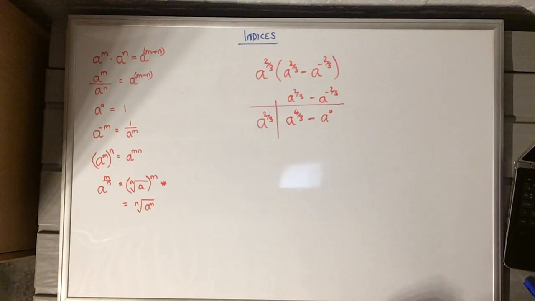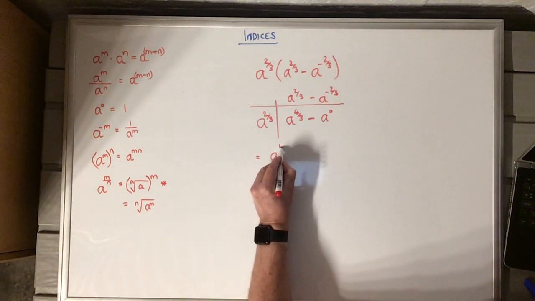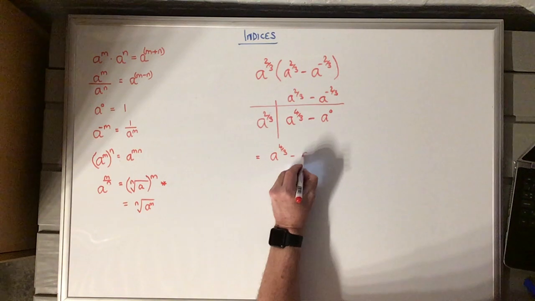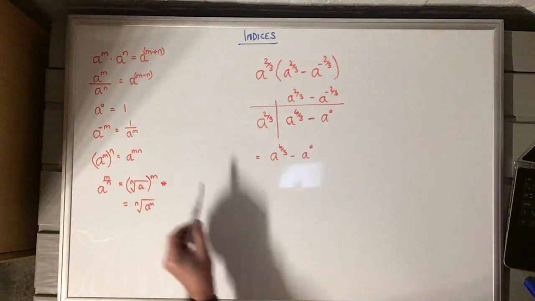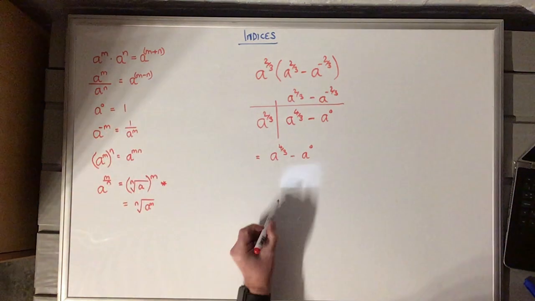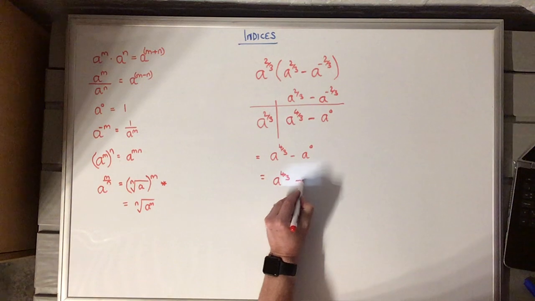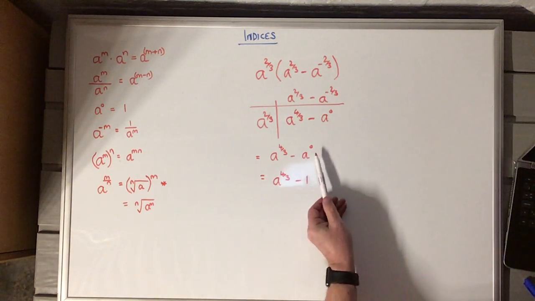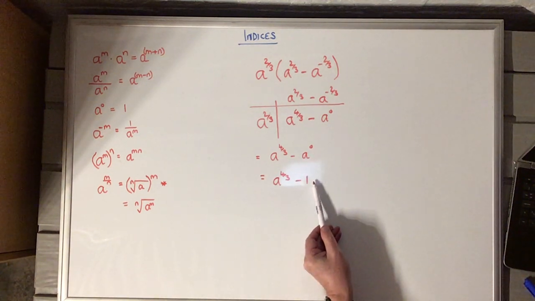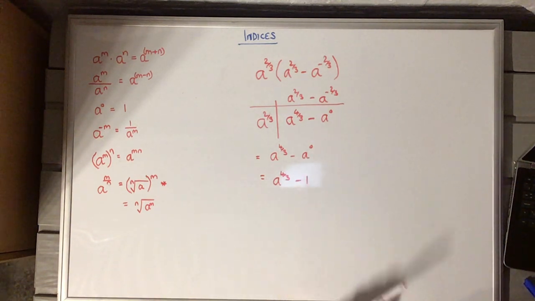So what you have to do there is a to the 4/3 minus a to the 0. But remember that rule, n to the power 0 is 1. So your final answer is a to the 4/3 minus 1. Lots of people miss that mark in the exam going from here to here. You must, if you got n to the power 0, you must write it as 1. Okay.